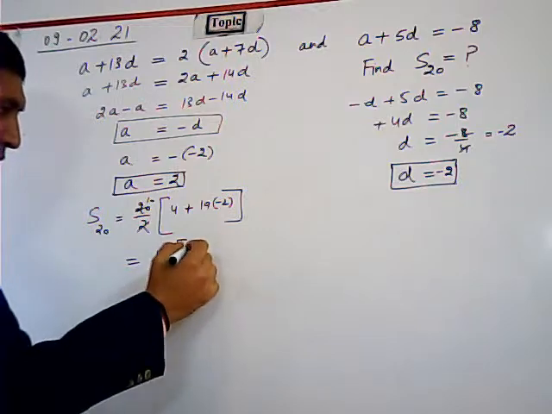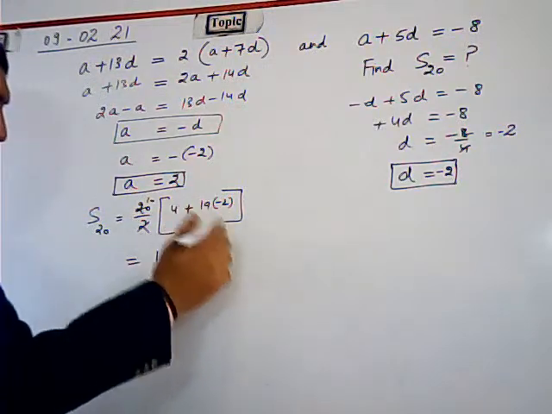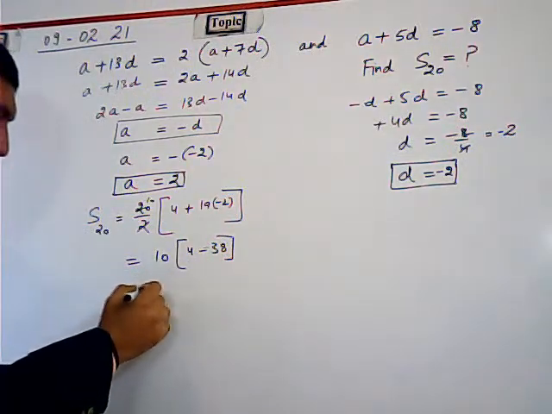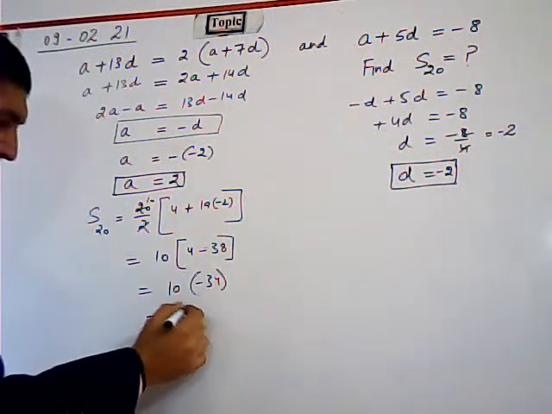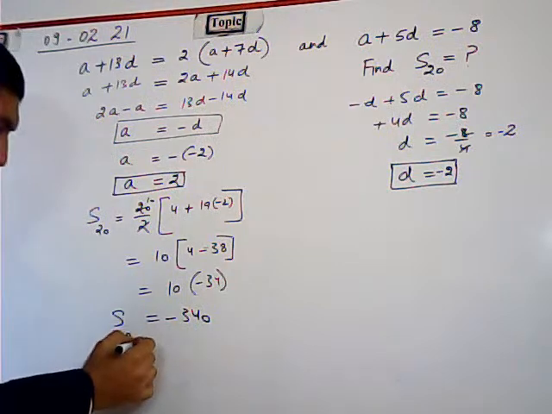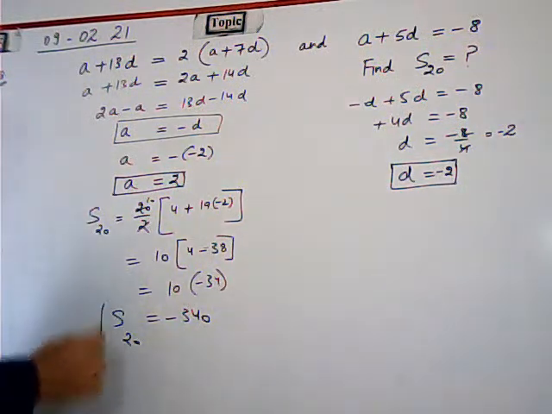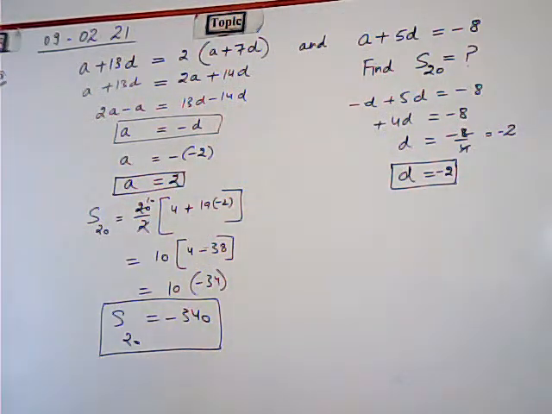So here this is 10 into 4 plus minus 38. Right? So 4 minus 38 is minus 34. So it is equal to 10 into minus 34. So the answer is minus 340. Right? Sum of first 20 terms is minus 340.